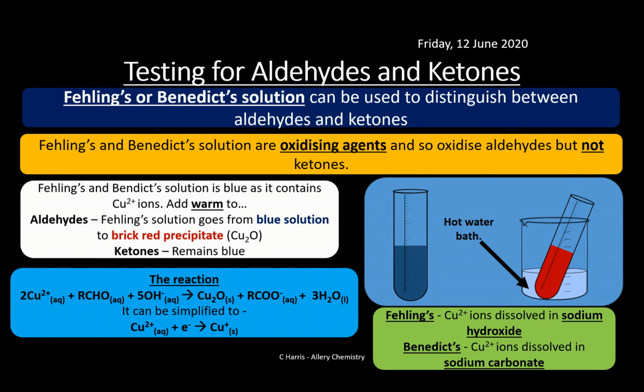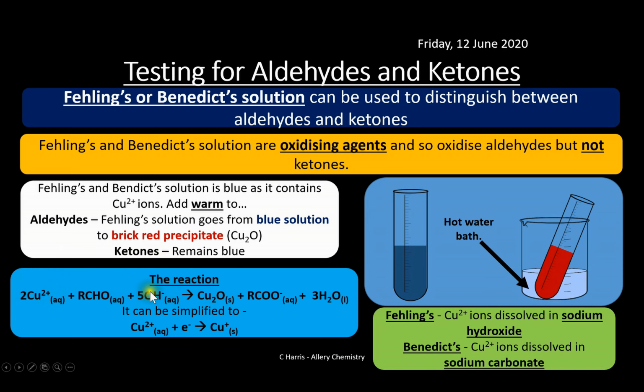So the reaction, you need to know the reaction for this. So we're going to show you the full reaction. This is your half equation. So you can see here we're going from an aldehyde. We've got a copper 2 plus. The copper 2 plus turns to Cu2O, as you can see there. So this is copper 1 plus. So you can see the copper has been reduced here.